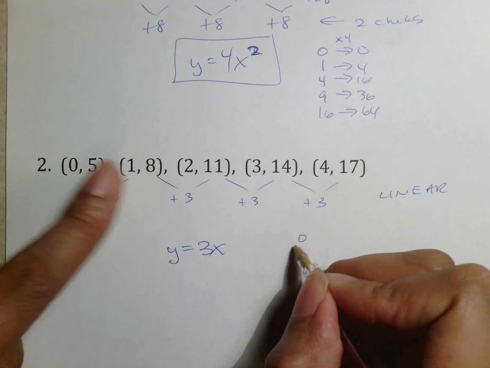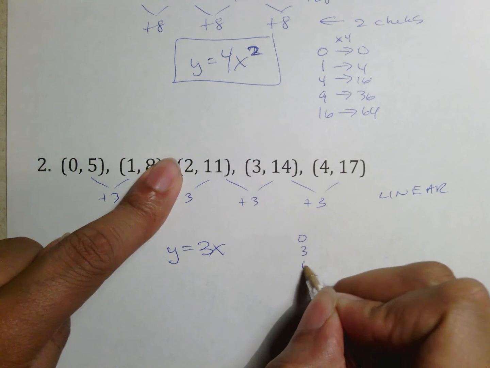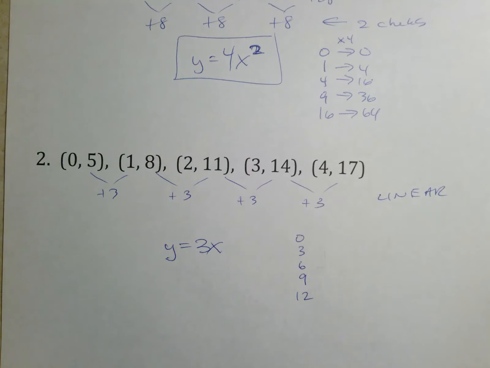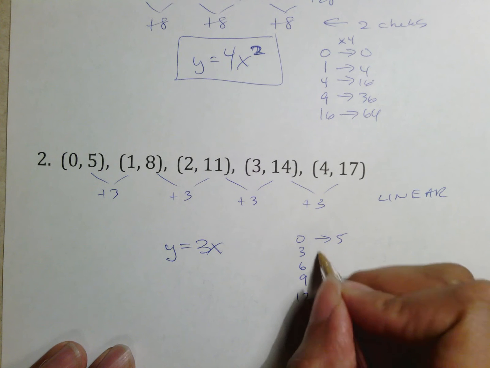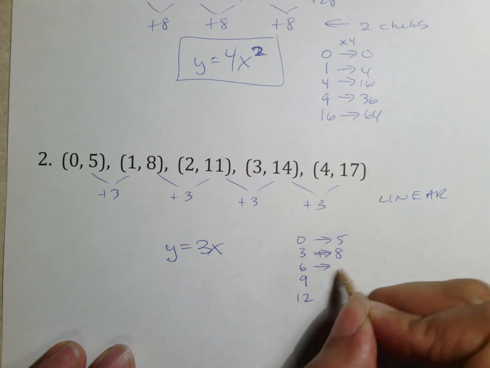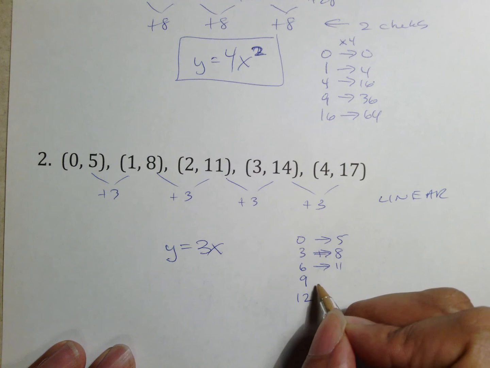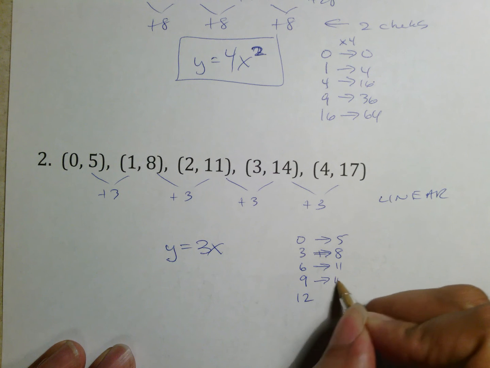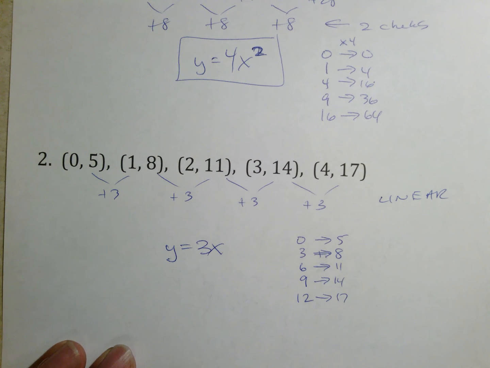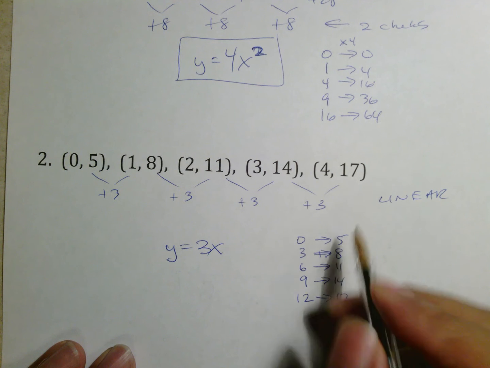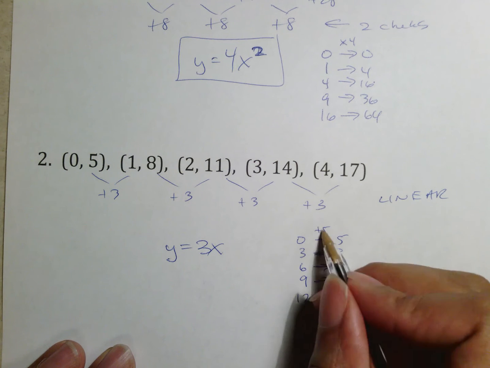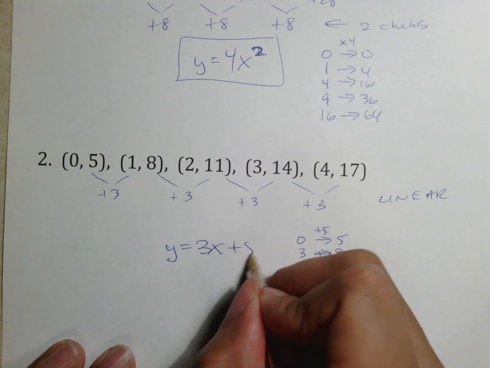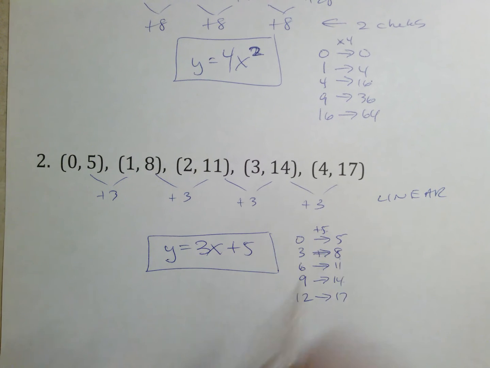3 times 0 is 0, 3 times 1 is 3, 3 times 2 is 6, 3 times 3 is 9, 3 times 4 is 12. Putting down the actual numbers, you have 5, 8, 11, 14, and 17. And the only way I know to get from 0 to 5 is to add 5. 3 plus 5 is 8, 6 plus 5 is 11, 9 plus 5 is 14, so it has to be plus 5 as your adjustment, and that is the answer.